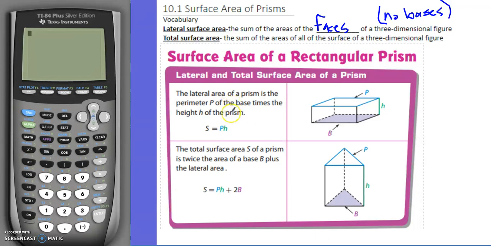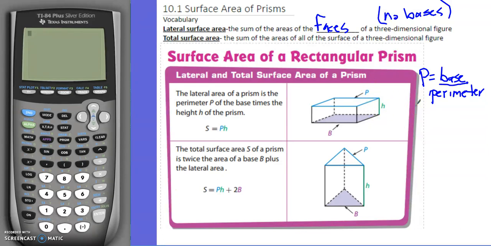When we're figuring out lateral surface area, it's the perimeter times the height of the prism. So P is going to stand for the base perimeter. Remember, to find the perimeter of any object, you just add up all the sides. So P stands for perimeter, H stands for the height of the prism, the distance between the two bases.